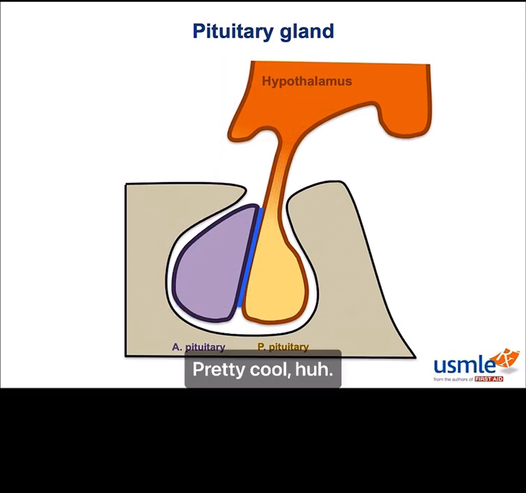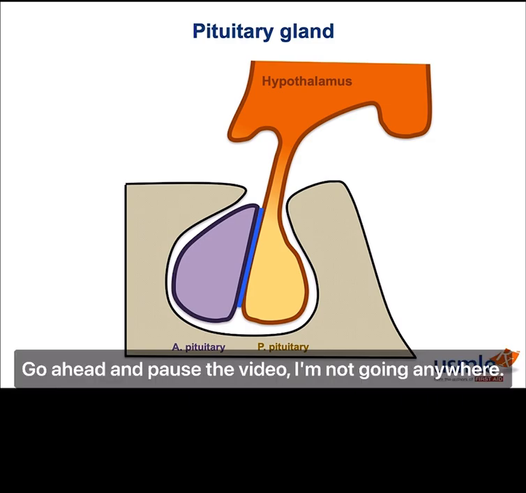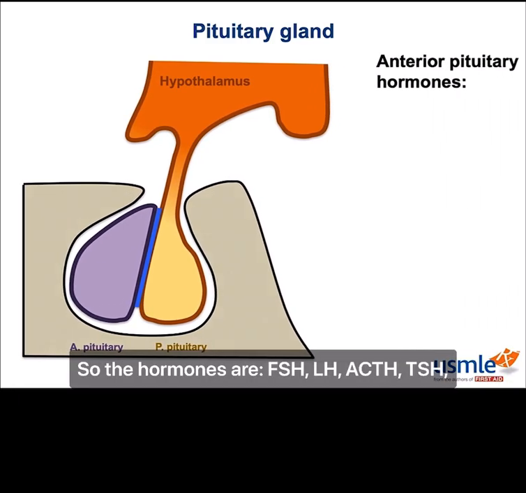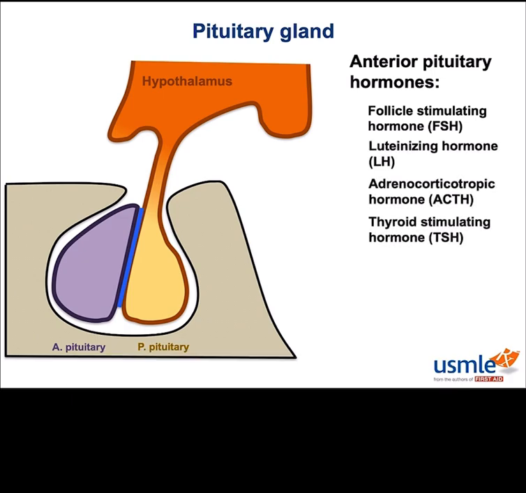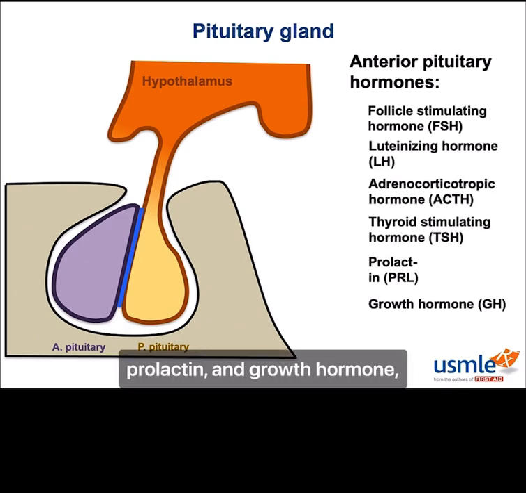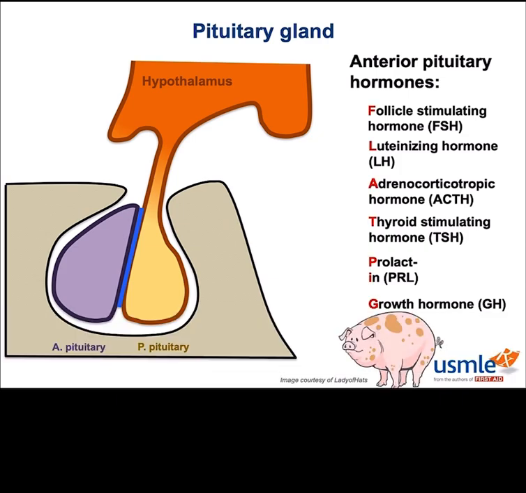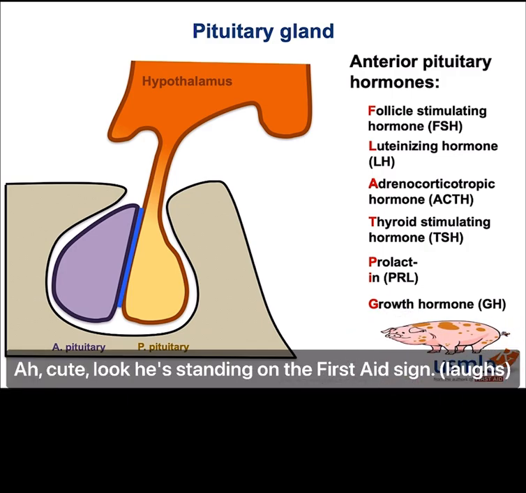Pretty cool, huh? There are 6 hormones total that are produced by the anterior pituitary. Think you can name them all? Go ahead and pause the video. I'm not going anywhere. So, the hormones are FSH, LH, ACTH, TSH, prolactin, and growth hormone. And these hormones conveniently form the mnemonic flat pig. No, not a fat pig, a flat pig. Ah, cute. Look, he's standing on the first aid sign.